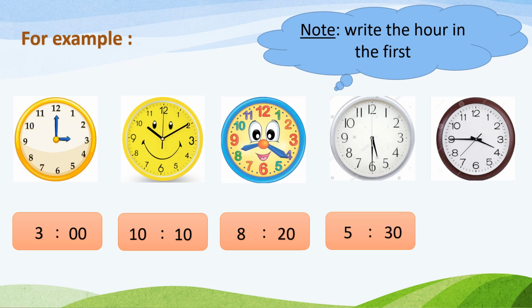The last one, we have here the shorthand between 3 and 4, but it doesn't reach 4. Then we will write 3 in hours. And the long hand on 9. Let's count: 5, 10, 15, 20, 25, 30, 35, 40, 45. Then we write 45 in minutes.